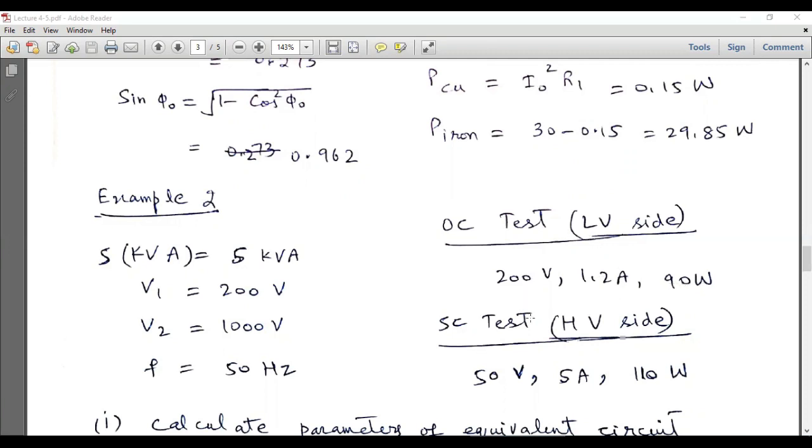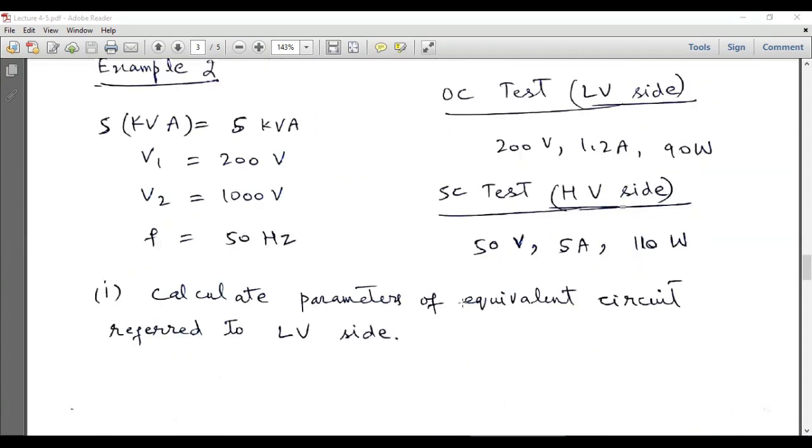Similarly, a short circuit test is performed, but this test is performed at the high voltage side, and in that case, 50 volts are applied at the high voltage side. The current was read as 5 amperes and the power was read as 110 watts. And the low voltage side was actually assumed as the secondary, and that low voltage side was short circuited.